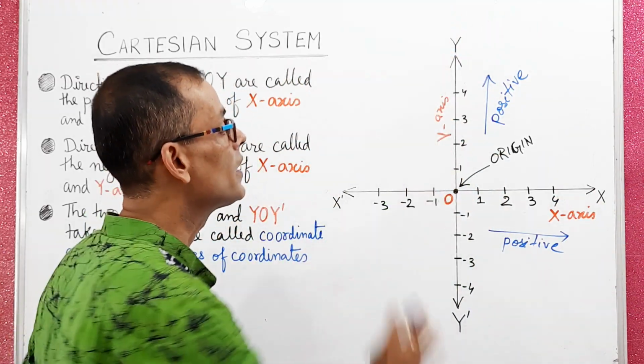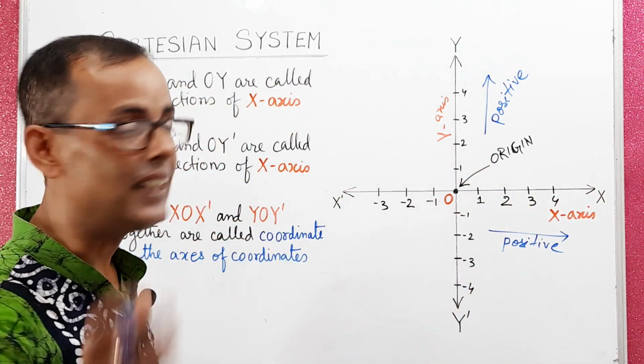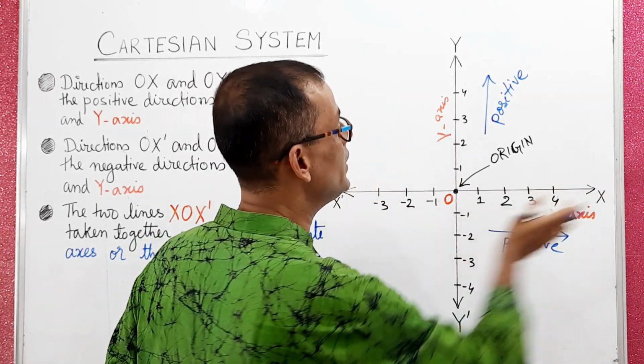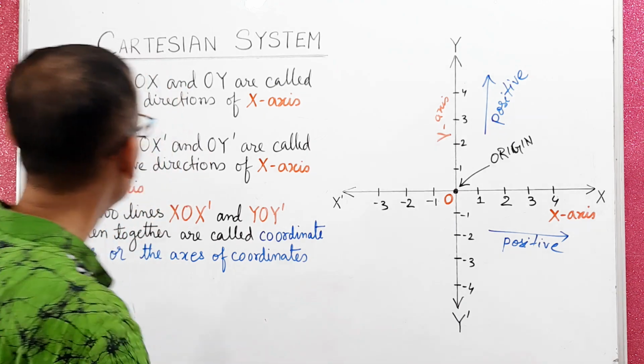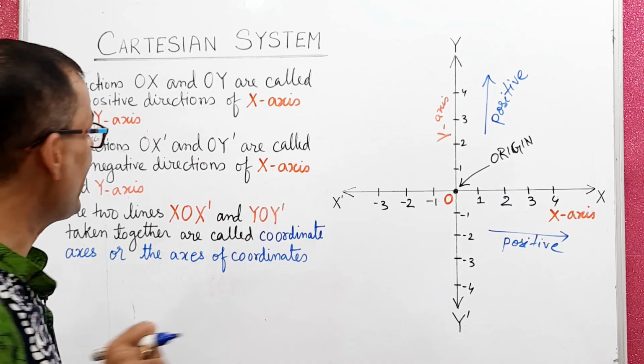This side is positive. So towards the right side we will say positive, and towards upside we will say positive. See the positive numbers, or you have done the number line, so integers. So this is the positive integer, and here upside is also the positive integer.